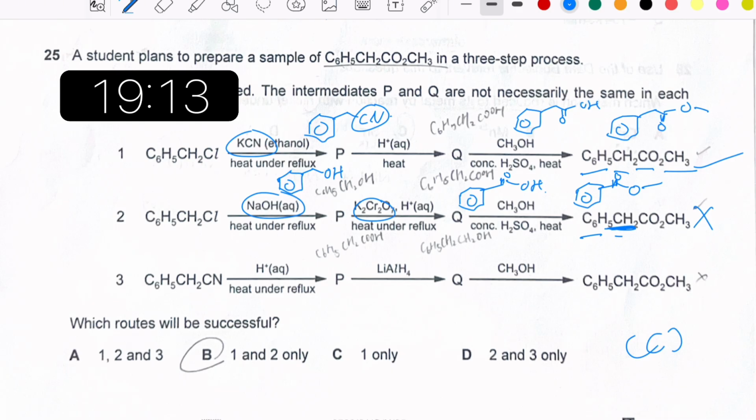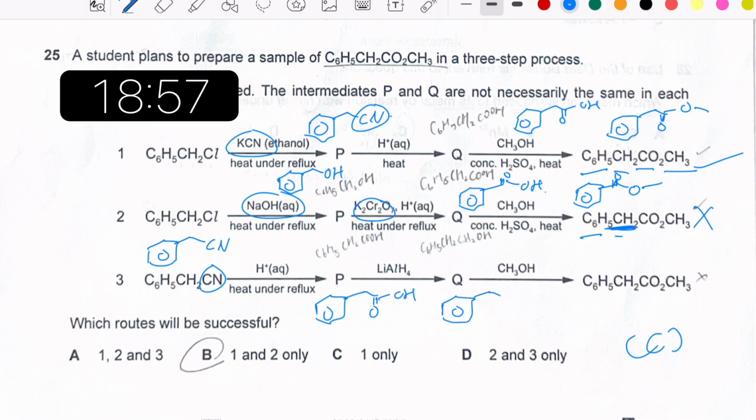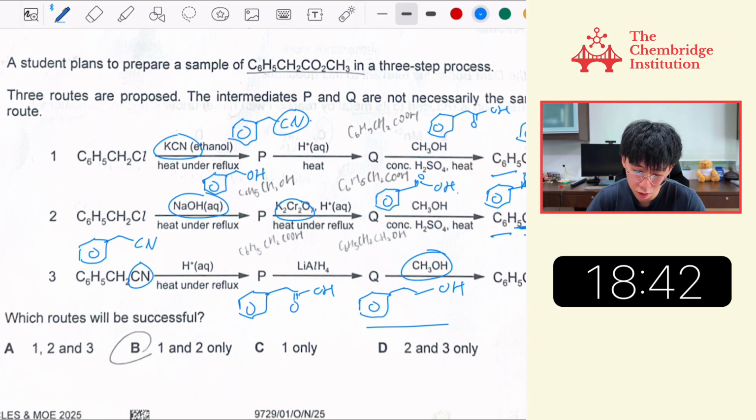This H plus over here, so this is acidic hydrolysis. Let's just draw this out. Okay, and then this P over here is supposed to be like this. LiAlH4 will reduce this, so you reduce this back to alcohol. No, there's extra carbon. And then CH3OH. Why would this react with this? There's no sense. This is definitely wrong. Okay, I'll definitely pick C over here.